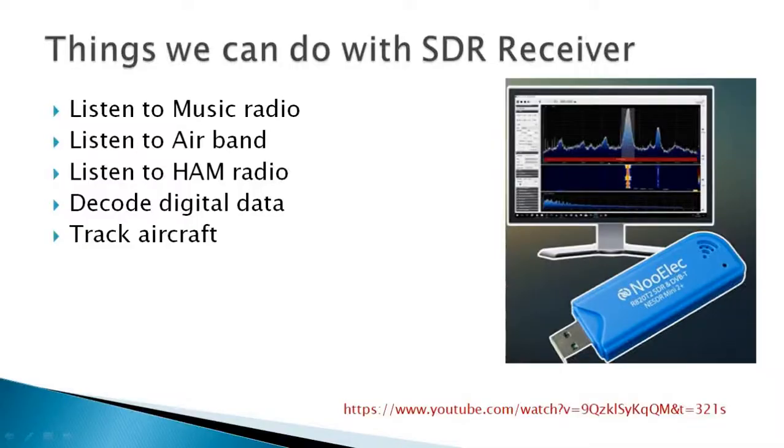Next on the list. In ham radio, we have decoded digital data into audio. But the next application is decoding digital data. In this case, we can see how an SDR can be used to decode the digital data into text. So let us have a look at it.